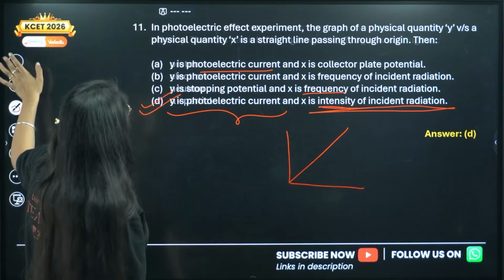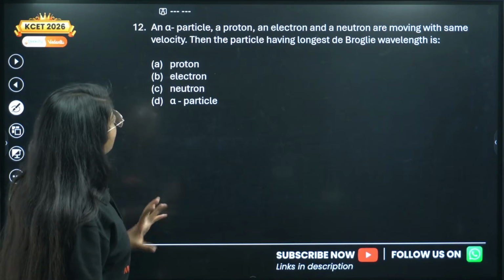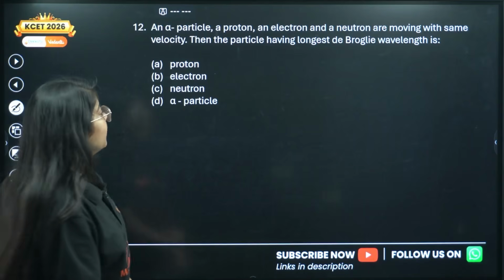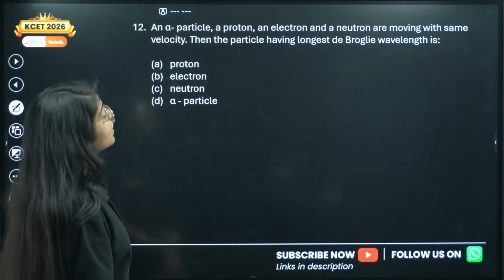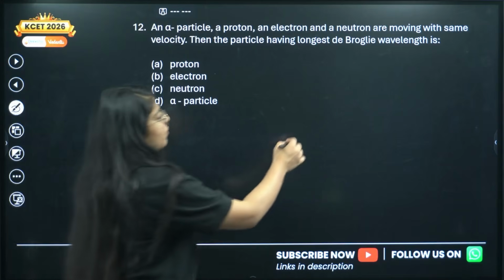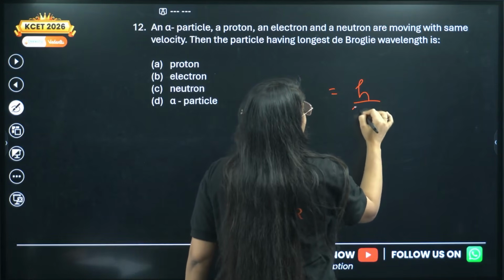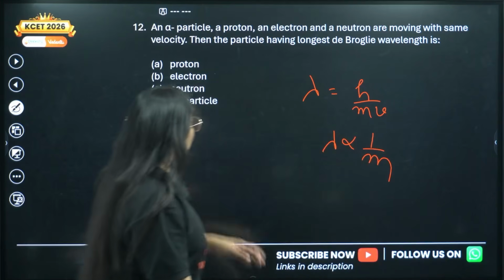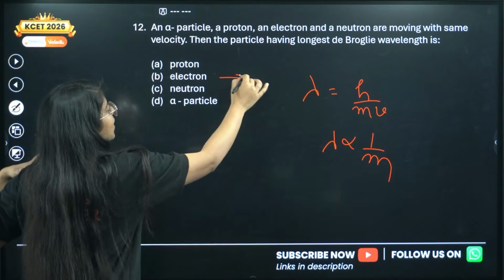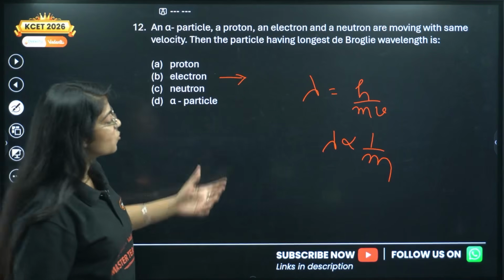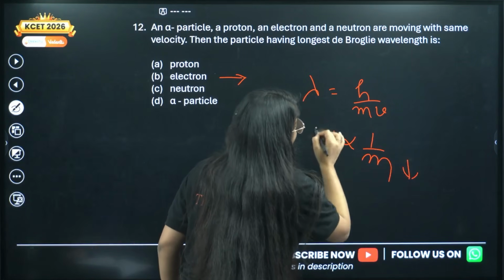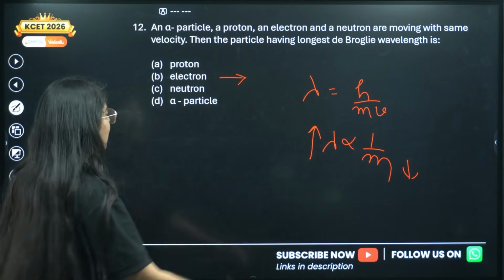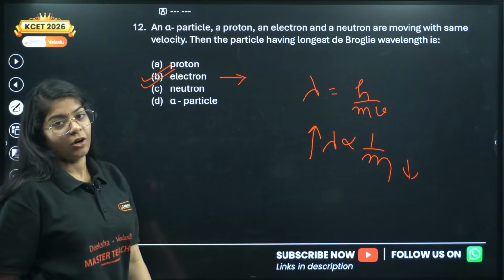Option number D. Moving on to the 12th. An alpha particle, a proton, an electron and a neutron are moving with the same velocity. Then the particle having longest de Broglie wavelength will be. So de Broglie wavelength is simply given by h by mv, correct? Lambda is inversely proportional to their mass, and out of these all we know electron is the lightest, so its wavelength will be longest. So we have to tell what is the longest wavelength, and that is of electron, correct?